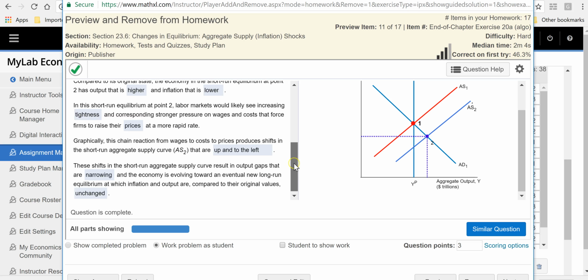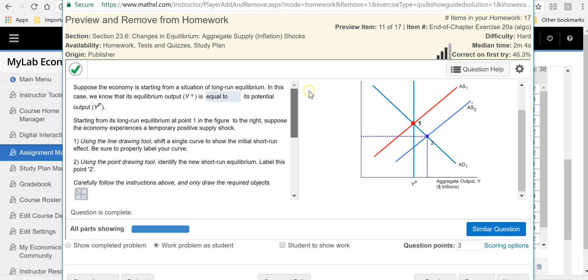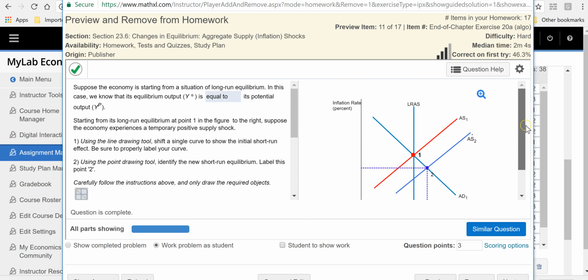All right, so this is a very classical example of an aggregate supply shock and the resulting short-run effects and long-run effects on the output and inflation. So we need to understand the process and mechanisms behind the changes.